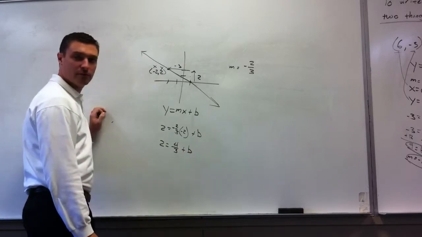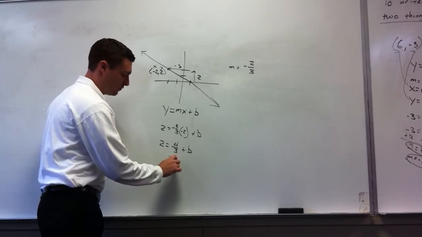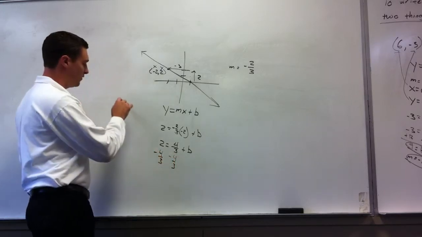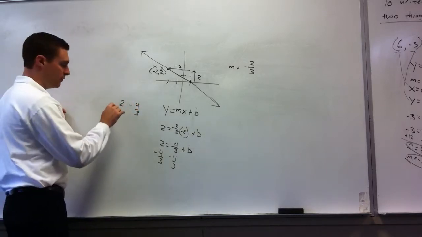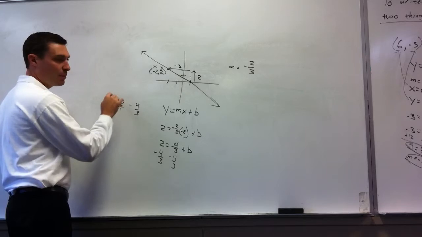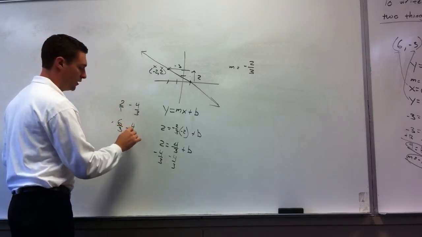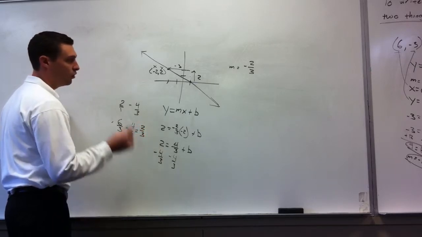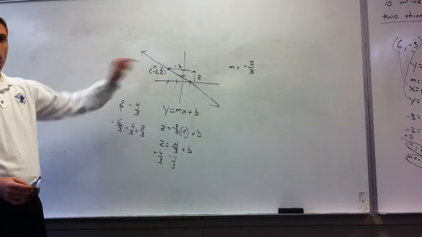How do I solve for b? Get it by itself. Subtract 4/3. So 2 minus 4/3. Make a common denominator. This is 2/1. So I need to multiply top and bottom by 3. So this would be 6/3 minus 4/3, which would give me 2/3. Now looking at the graph, is 2/3 a reasonable y-intercept?